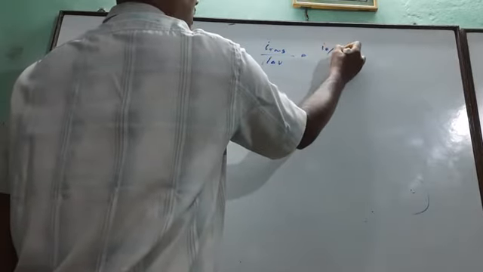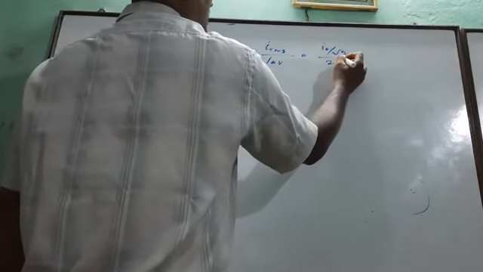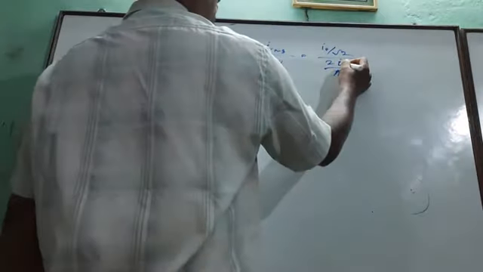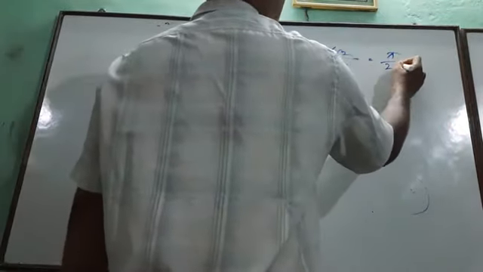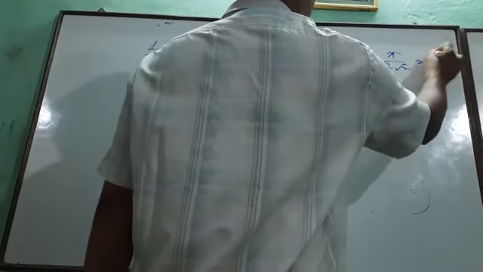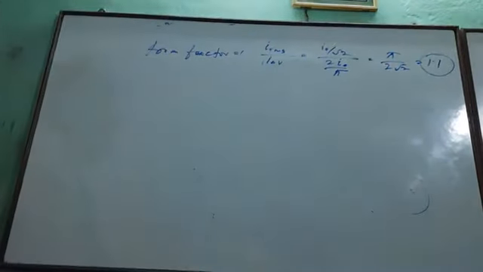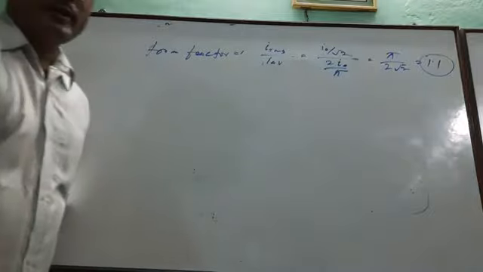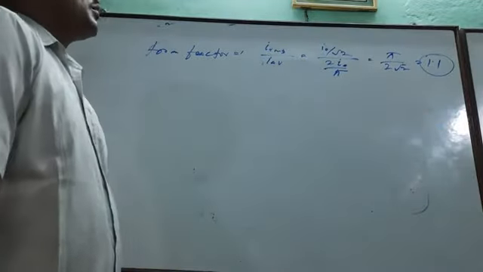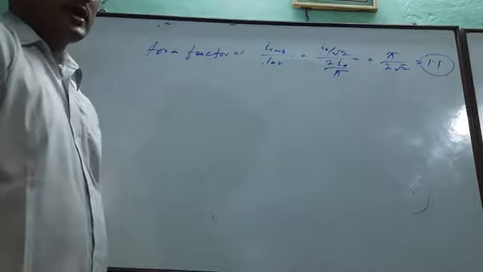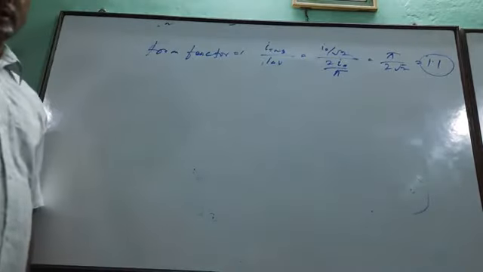So I0 by root 2, and here it is 2 I0 by pi. So the value comes to 1.11. So what is the form factor? It is the ratio of RMS current and average current, known as the form factor.